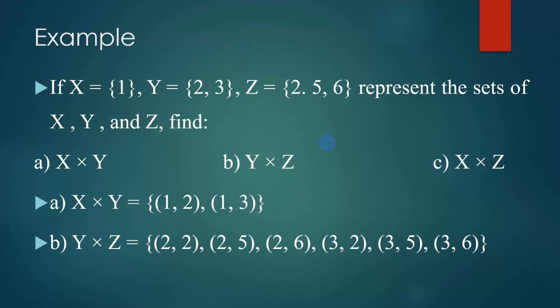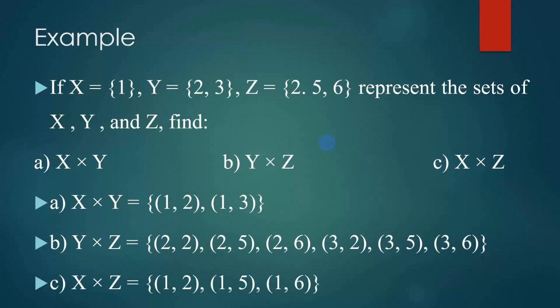Finally, x cross z, the element 1 will be a first projection with each element of the set z, that gives us 3 ordered pairs, which are (1, 2), (1, 5) and (1, 6). I hope now you are able to find the Cartesian product x cross y for any two finite sets. It's very simple.